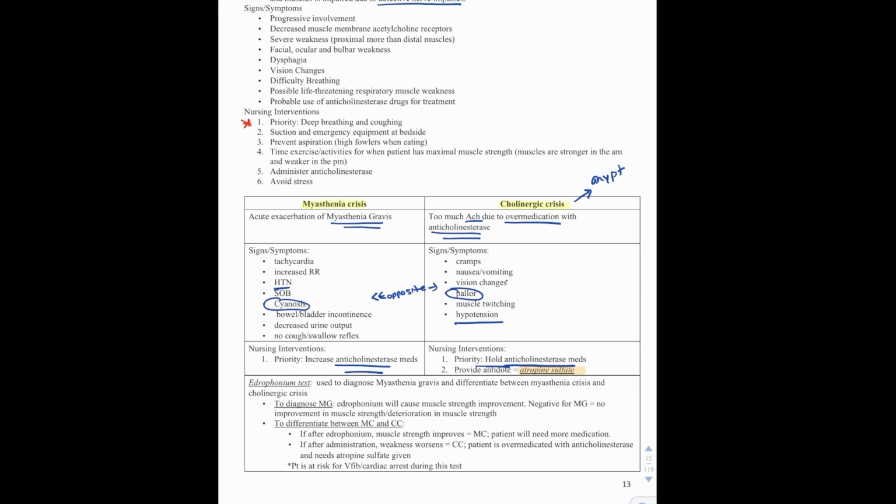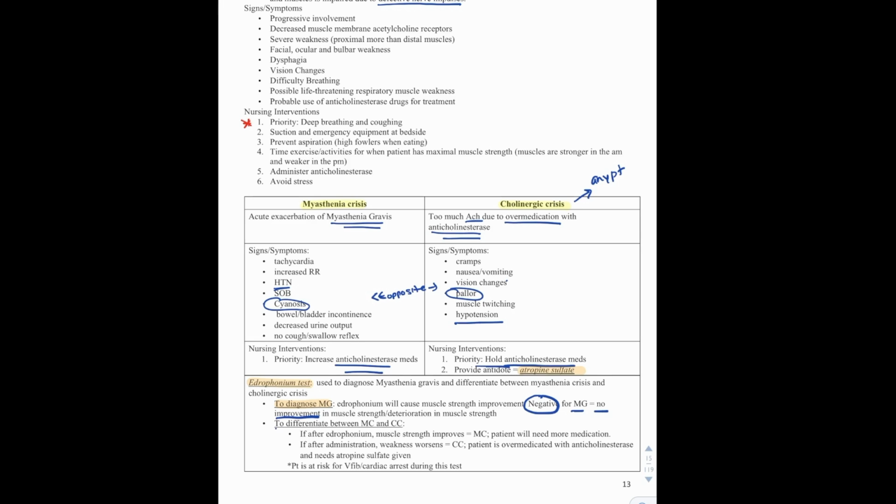All right, then we have something called an Endrophonium test. This is used to diagnose myasthenia gravis and differentiate between myasthenia crisis and cholinergic crisis. So to diagnose myasthenia gravis, they'll do the test and it will cause the muscle strength to improve. So when they do this test, they're looking to see if muscle strength will improve. For people who do not have myasthenia gravis, there's going to be no improvement. So it's going to be negative in muscle strength or deterioration in muscle strength.